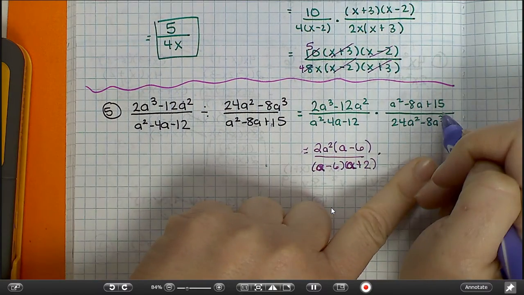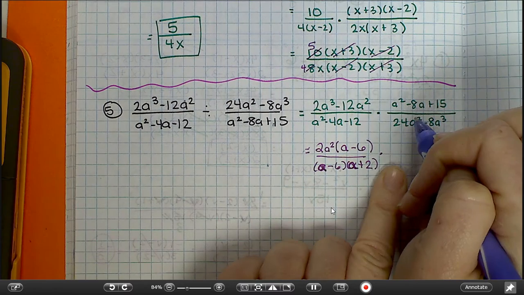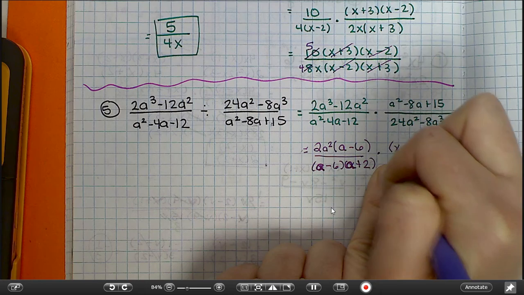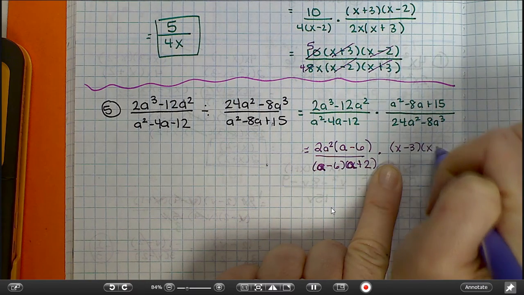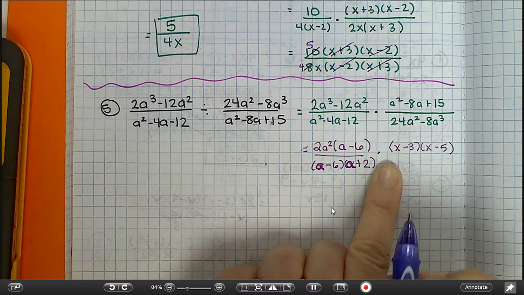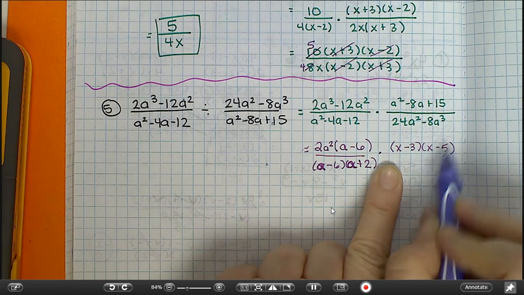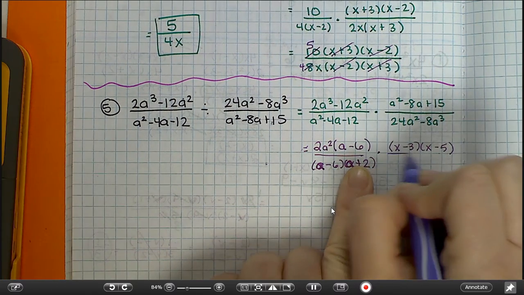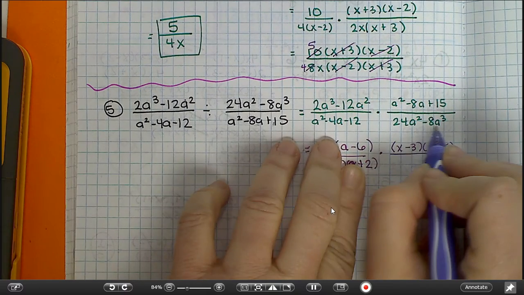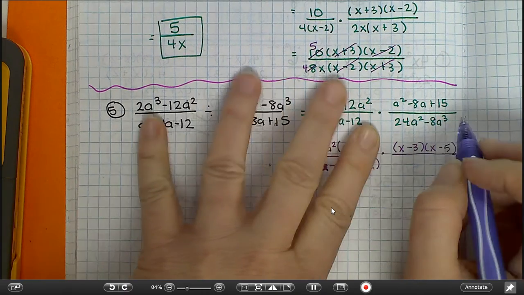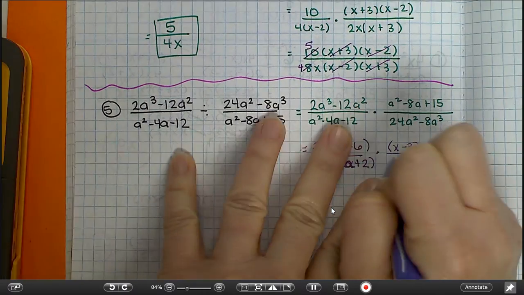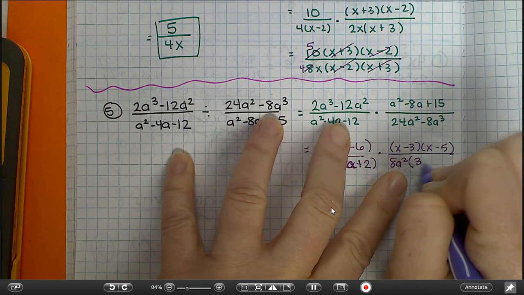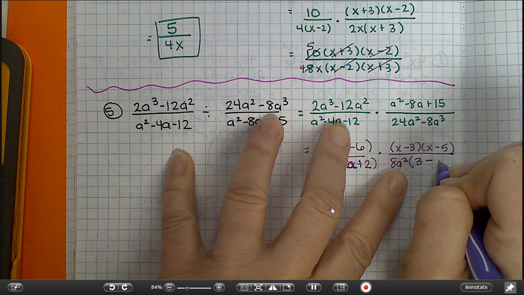Times, what are the factors of 15 that add up to negative 8? A minus 3, a minus 5. Negative 3 times negative 5 is 15. Negative 3 plus negative 5 is negative 8. This is GCF first, and that would be 8a squared. So 3 minus a.